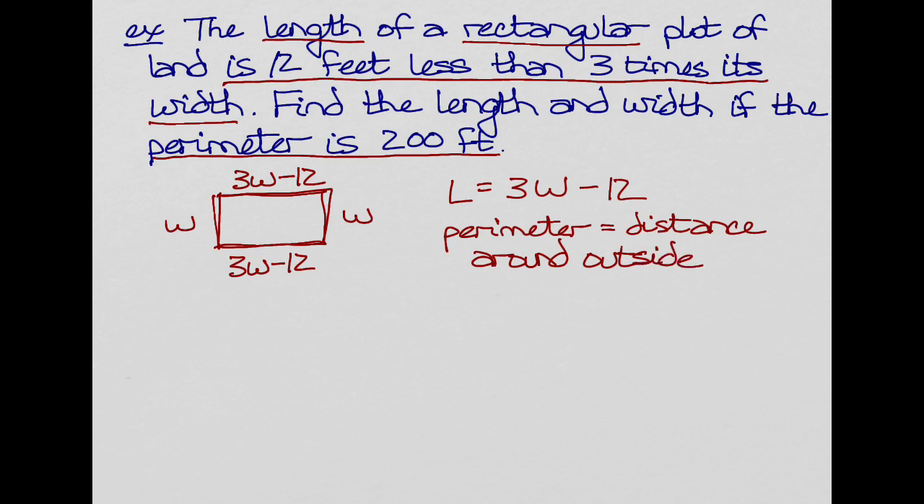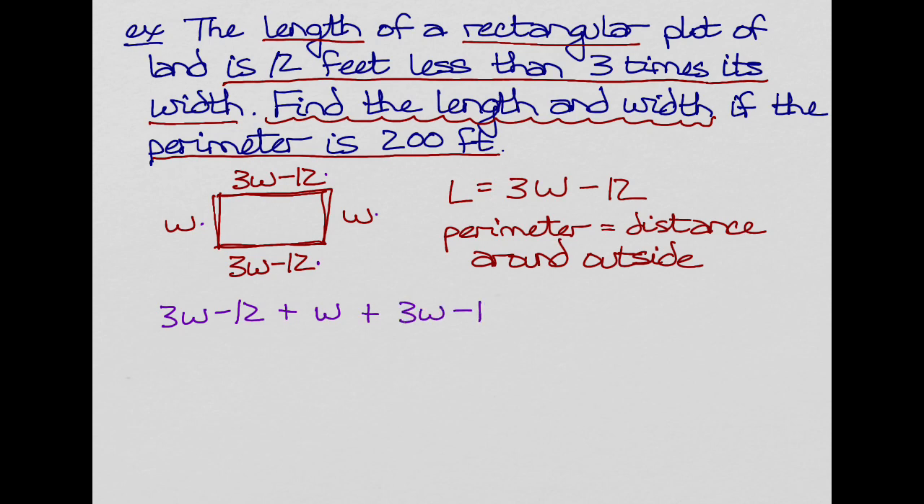I am looking for, here's my question. It's not in the form of a question, wouldn't work on Jeopardy, but it's more of an instruction. Find the length and the width. So that gives me an idea what I need to do next. If the perimeter is 200 feet, I can get the perimeter by adding all 4 sides. Here I go. There's the top. There's the right. There's the bottom.